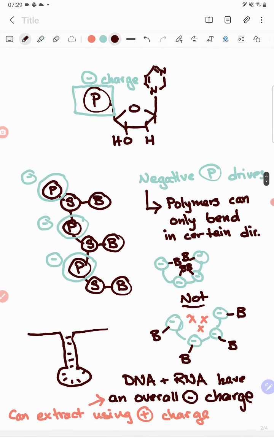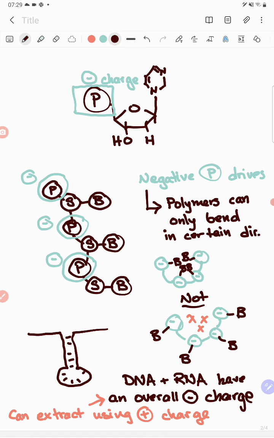Just the overall nature of a nucleic acid is that you have this negative charge on the phosphate group for every single nucleotide. So you'll have the negative charge, you'll have the sugar, which is also polar, and then you'll have the nitrogen-containing base. So this whole thing is actually quite polar. It's not going to be wandering through any membranes.